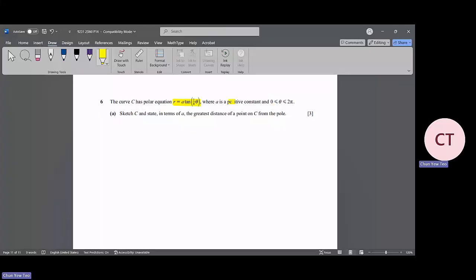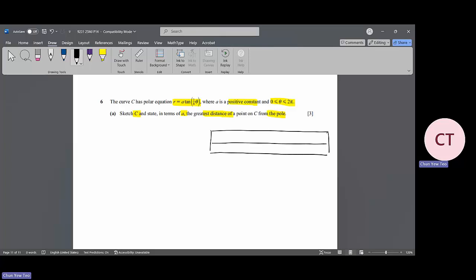Where a is a positive constant and theta is between 0 and 2 pi inclusive. Sketch the curve C and state in terms of a the greatest distance of a point from the pole. Okay, so for this question, we just need to draw the table to plot the points. So we just plot a few points. This is theta, this is r, from 0 to 2 pi. So maybe we can calculate the value at 0, pi over 2, pi, 3 pi over 2, and then 2 pi.